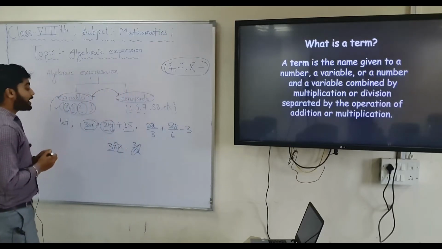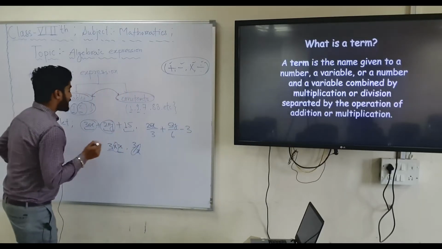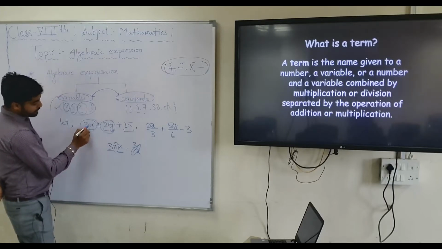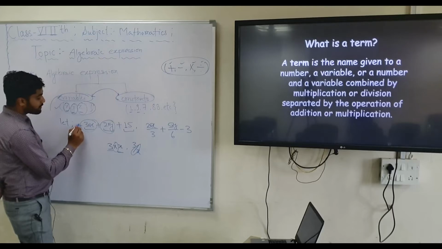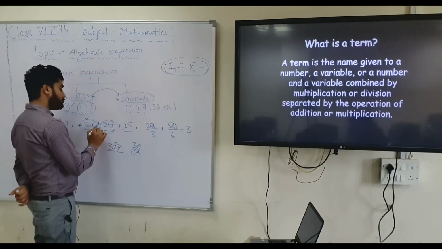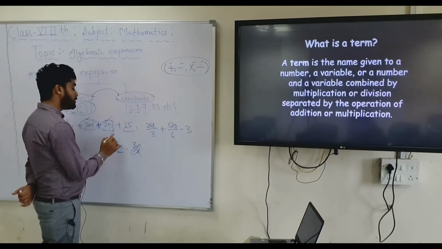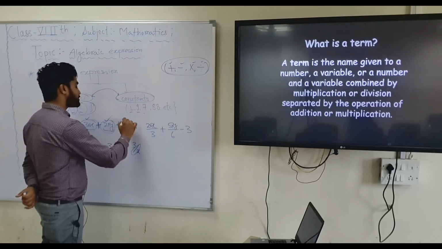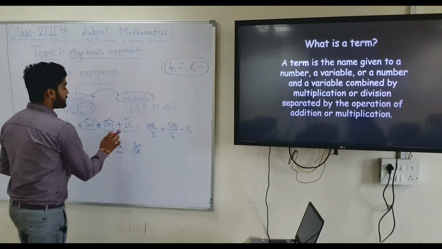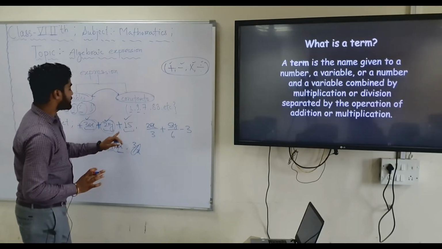So we can say, how many plus and minus signs are there? Before 3 into x nothing is there, that means there will be a plus sign, so that is the first term. Again here one positive sign, that means second term, and once again there is a positive sign, that means this is the third term. So these are the three terms of this algebraic expression.